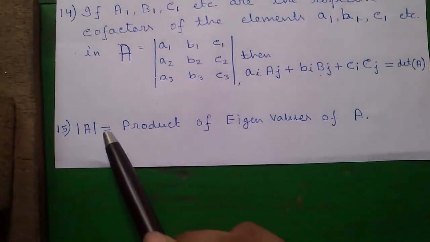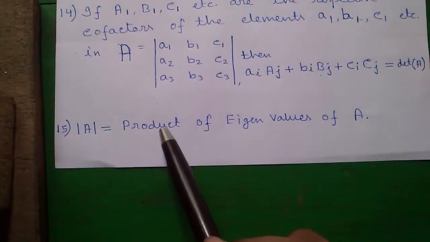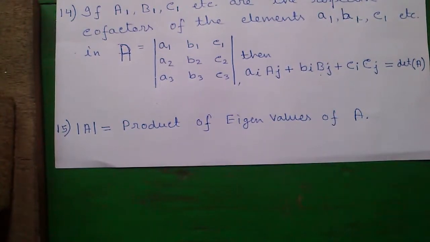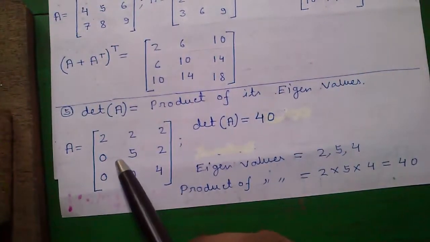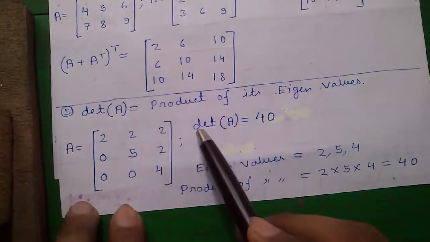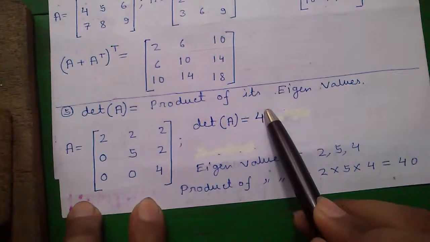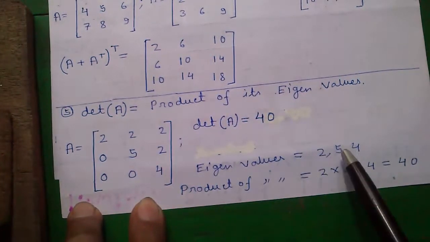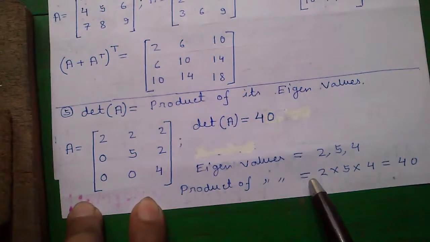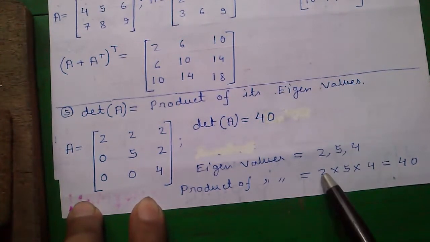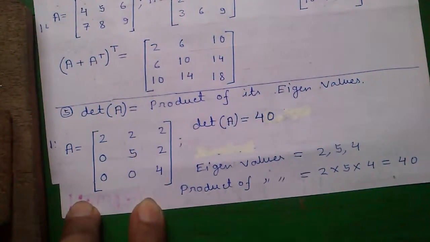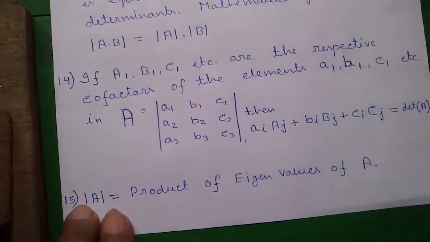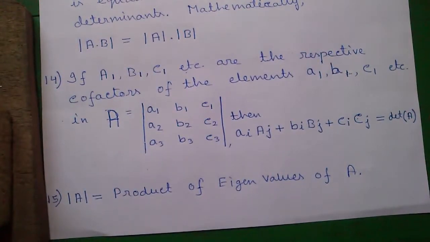And our final property: the determinant of matrix A is the product of the eigenvalues of matrix A. Let's take another example. This is matrix A and the determinant of matrix A is given as 40 and the eigenvalues are also given. They are 2, 5, 4. So the product of the eigenvalues is 2 into 5 into 4, that is 10 into 4, 40, which is equal to the value of the determinant of matrix A. So this property is also proved.